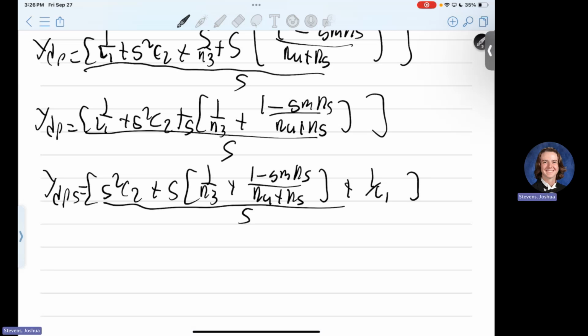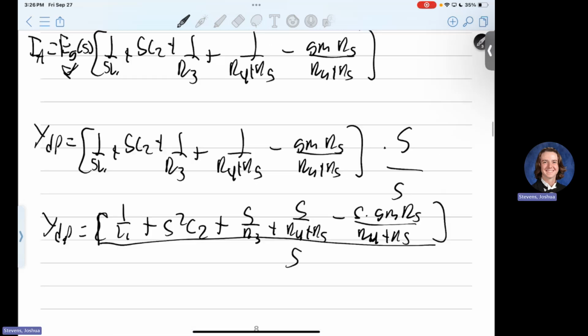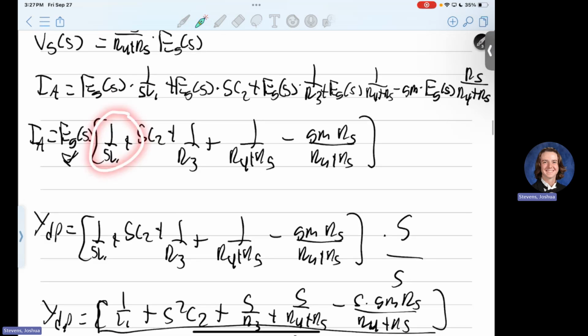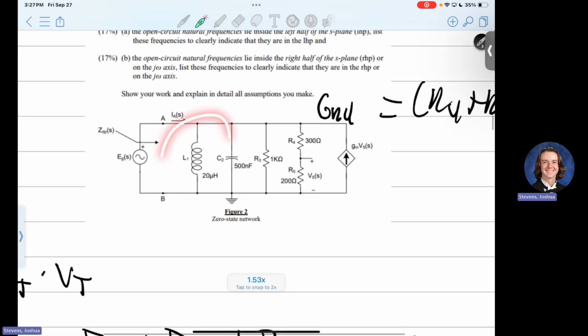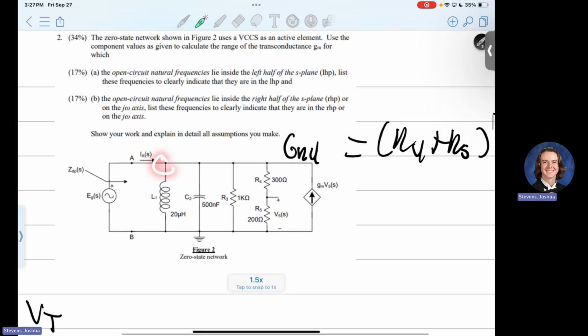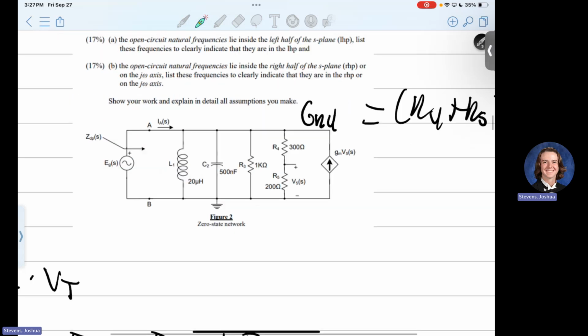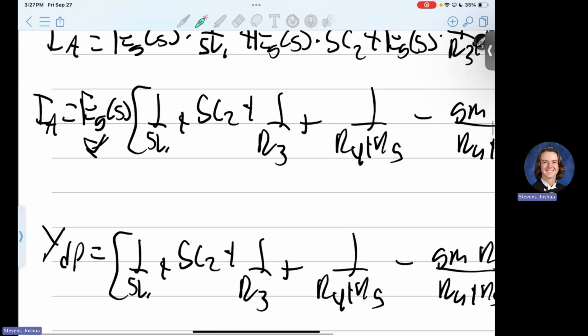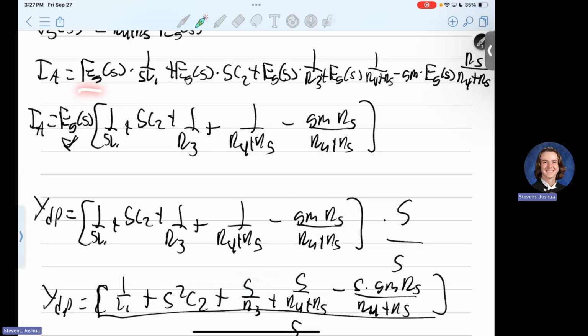We agree? Yeah. So 1 over L1: I had a 1 over S L1 from the admittance of this inductor. The admittance of that inductor was multiplied by our total voltage to get the current coming out of this node. Because IA equals the current going out of that node for KCL. So I then factored out all the EG terms, and I still have a 1 over SL1.